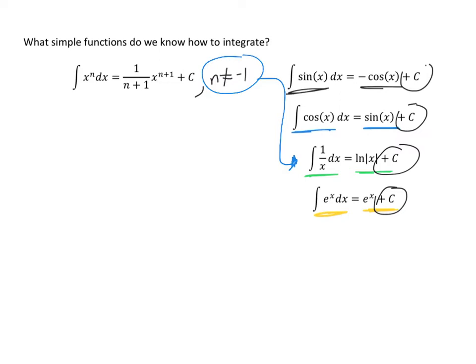As a very simple example of this, if I asked you for the antiderivative of x to the 5th power dx, we would increase the power of x by 1, and then multiply by the reciprocal of that new power, and then remember the c.